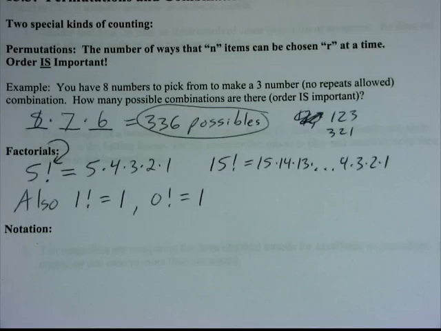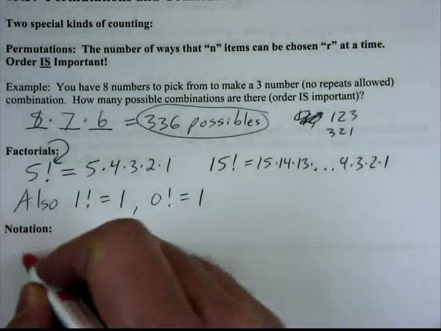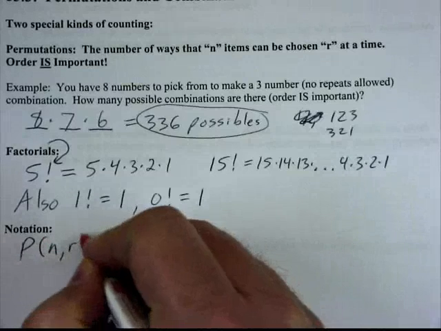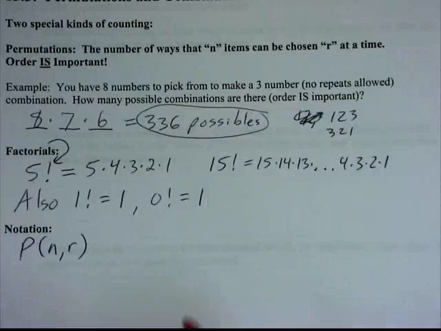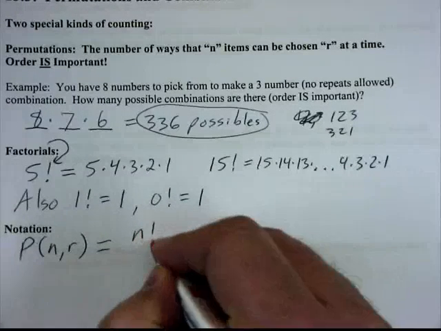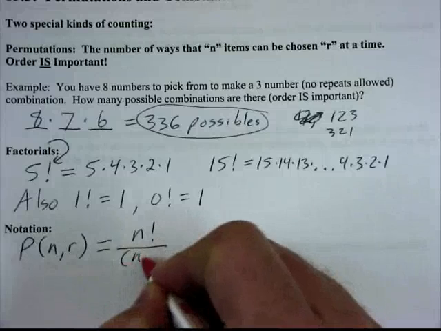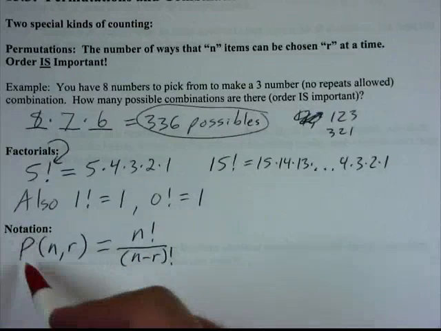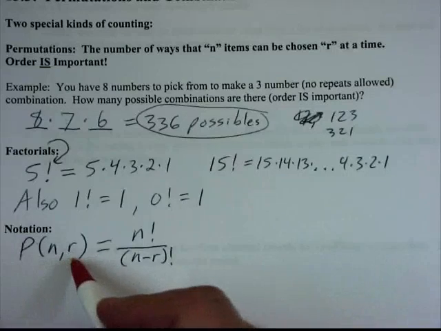All right. So here's the notation. We say that a permutation of n items choosing r at a time is equal to n factorial over n minus r factorial. This is the notation that the book uses.